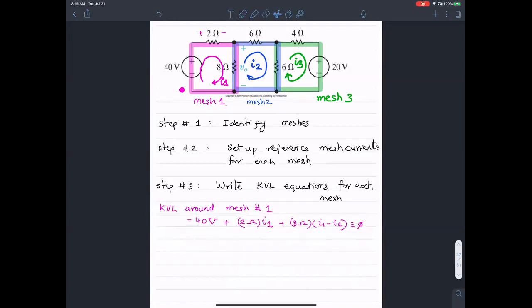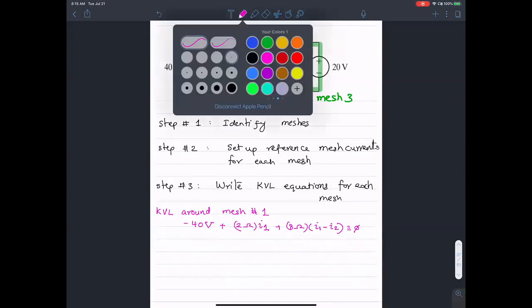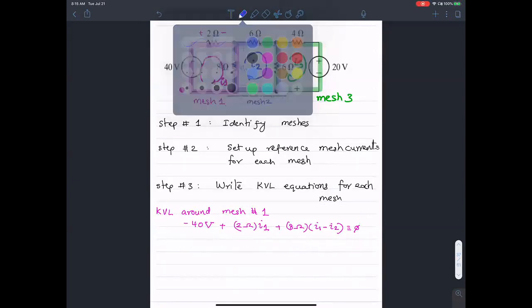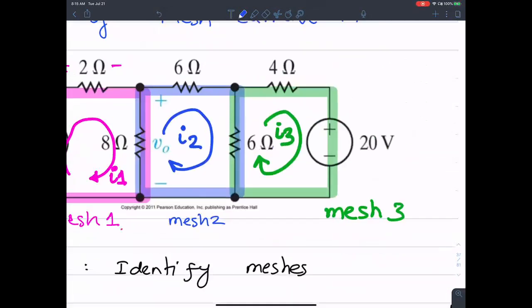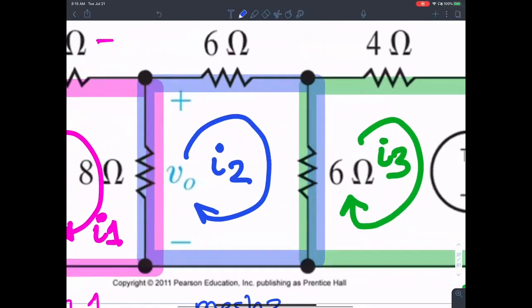Okay, let me try to write the equation for the second one and see if it becomes clear. Okay, KVL around mesh 2, which is the one in the middle. Okay, let's zoom in on it and see what's going on.